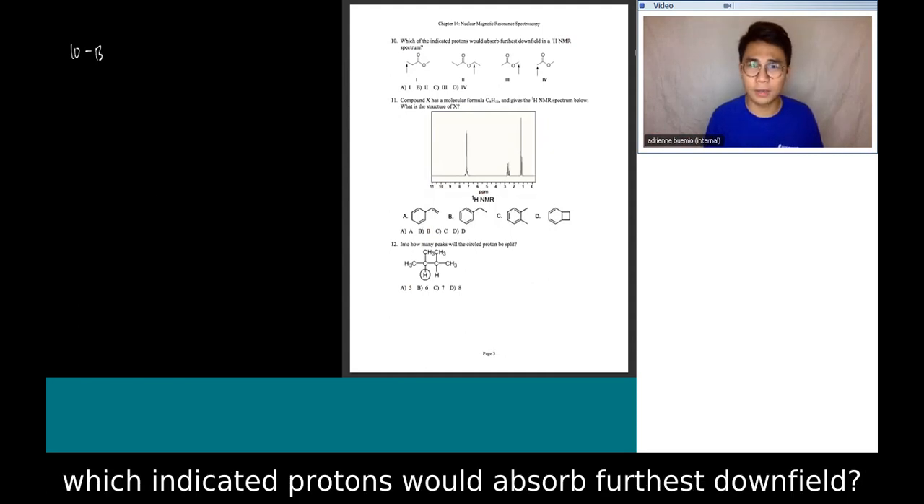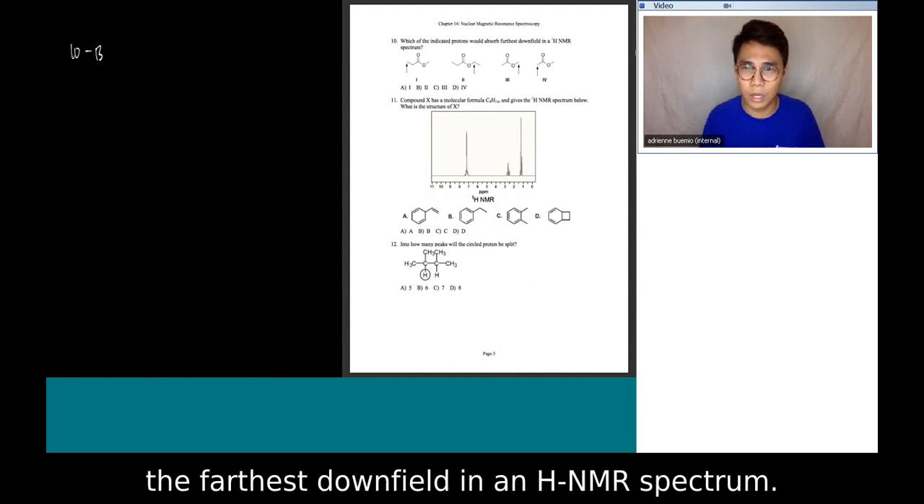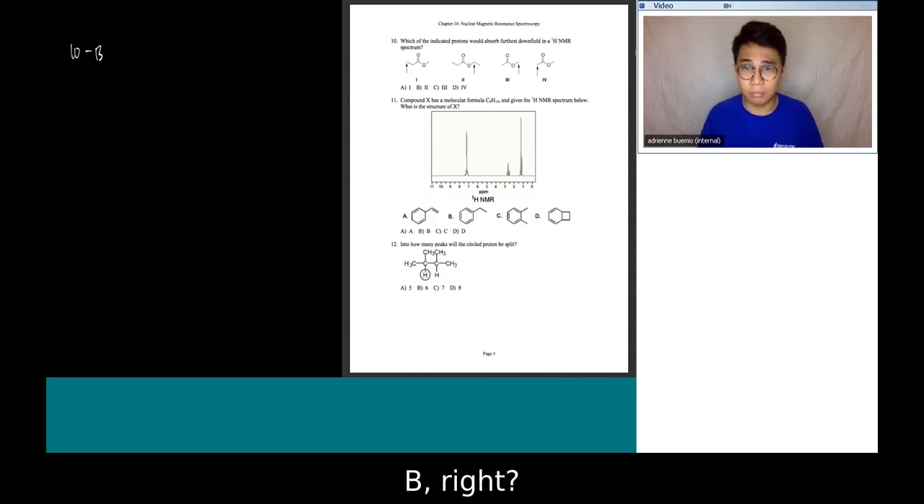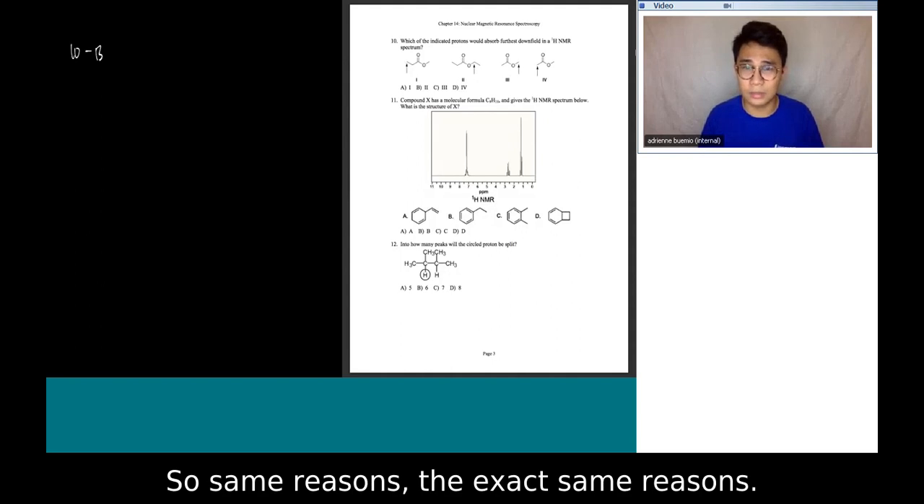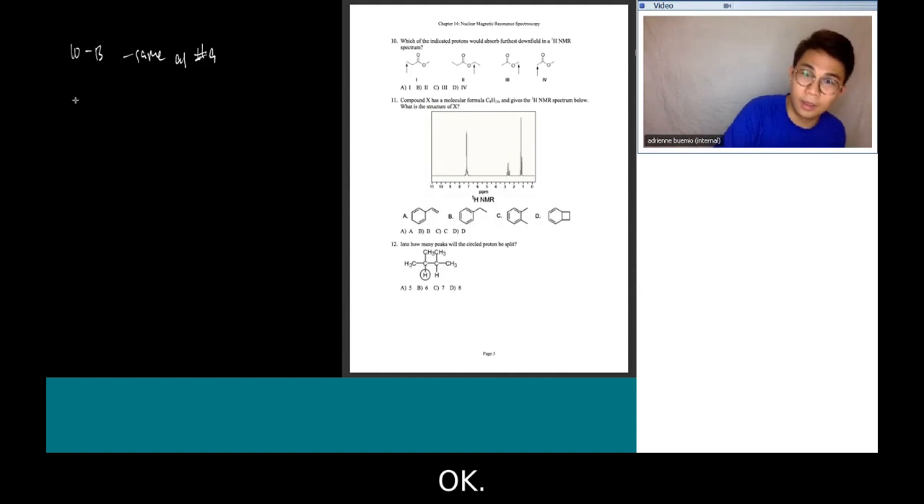Which indicated protons would absorb furthest downfield? So it's pretty much the exact same question. Furthest downfield in an HNMR spectrum, B, right? So same reasons, exact same reasons. So let's put here same as number 9. Okay, 11.